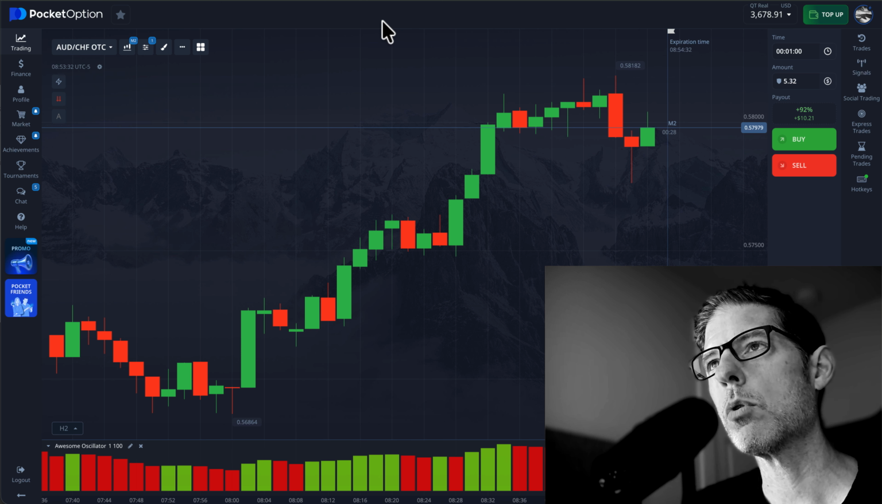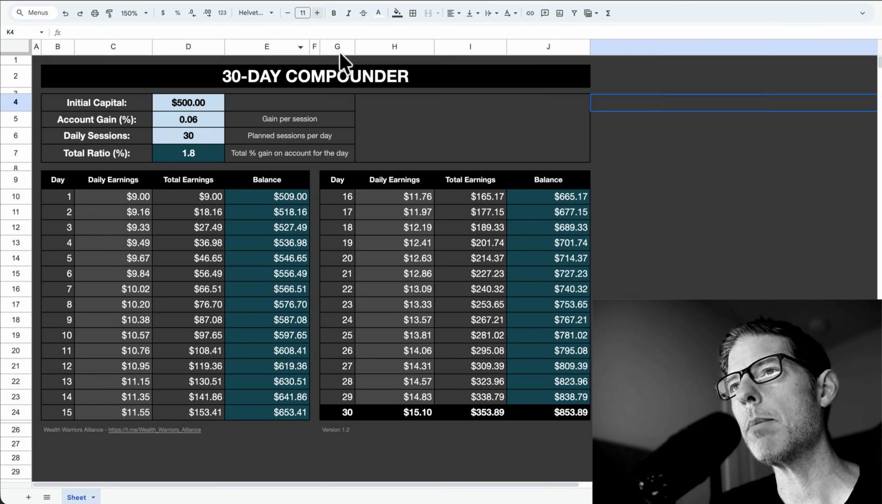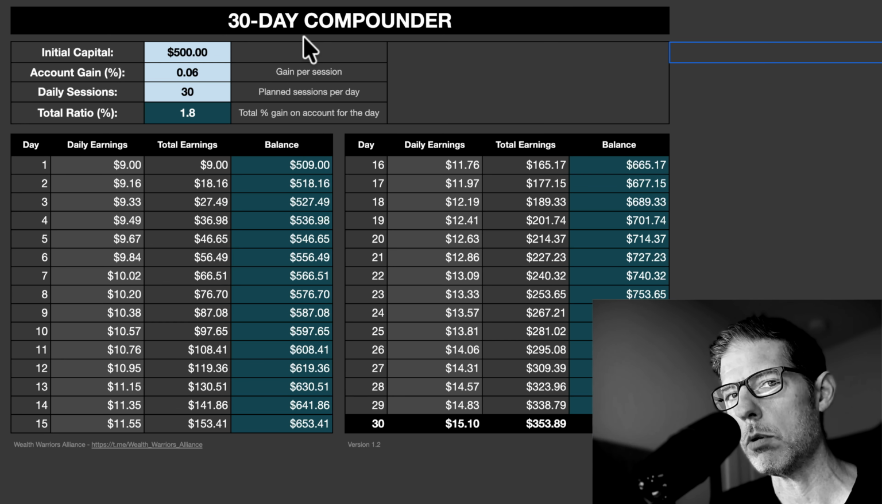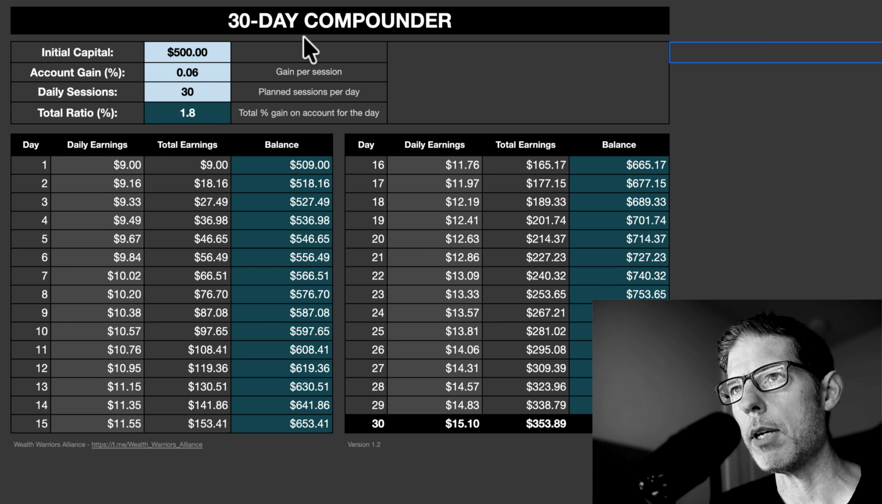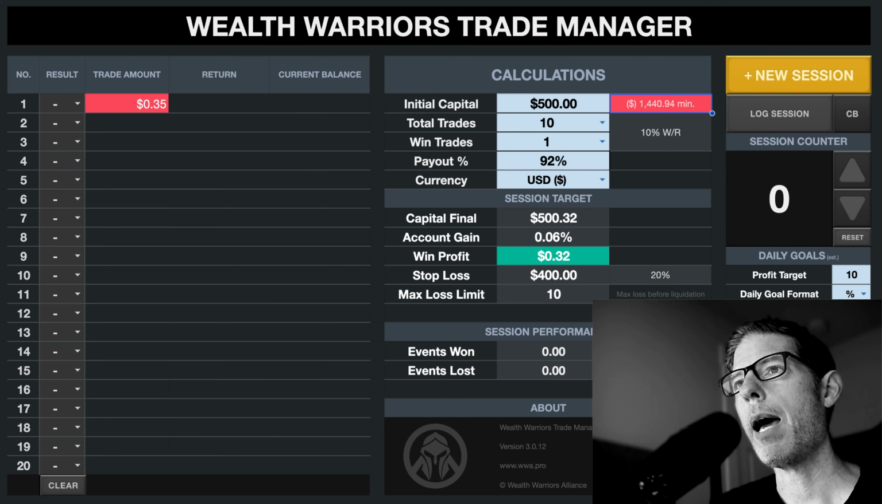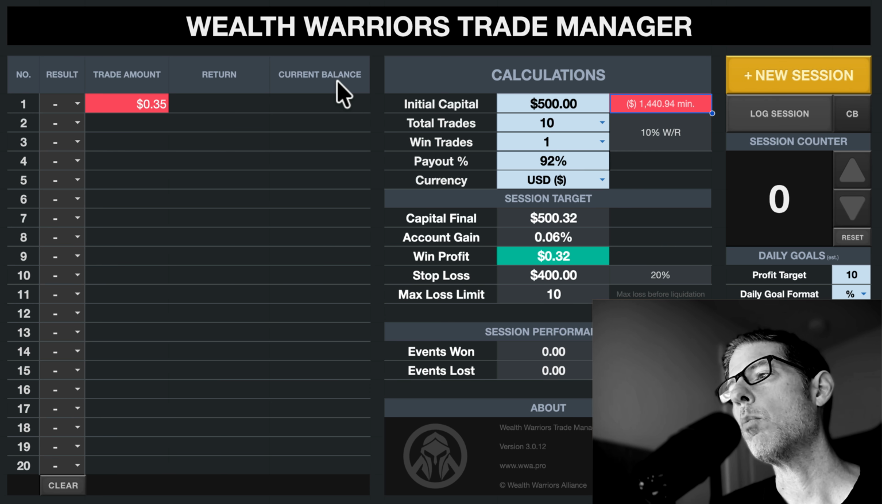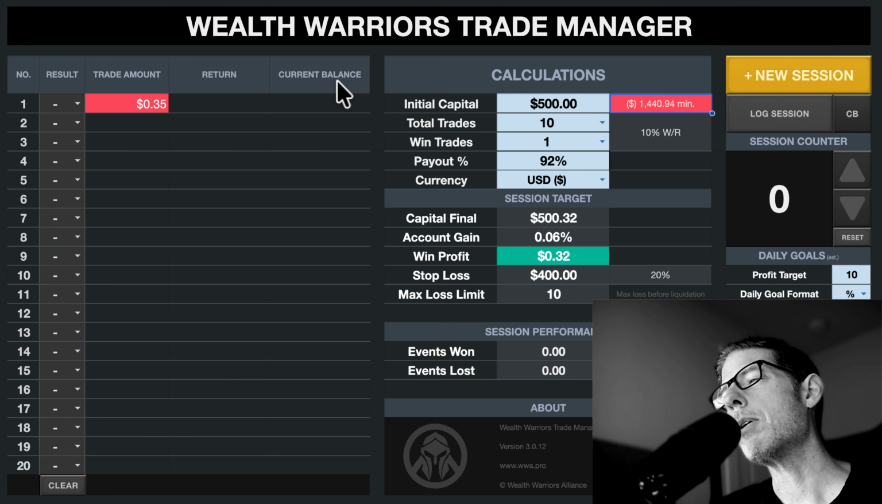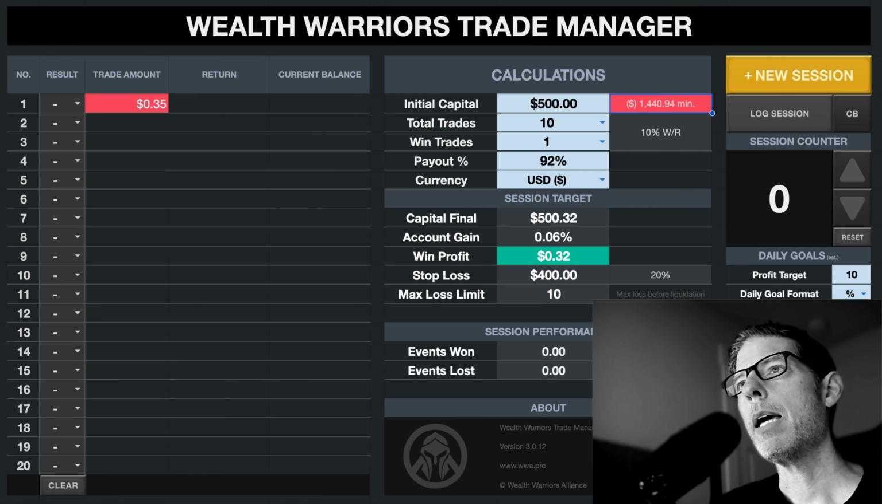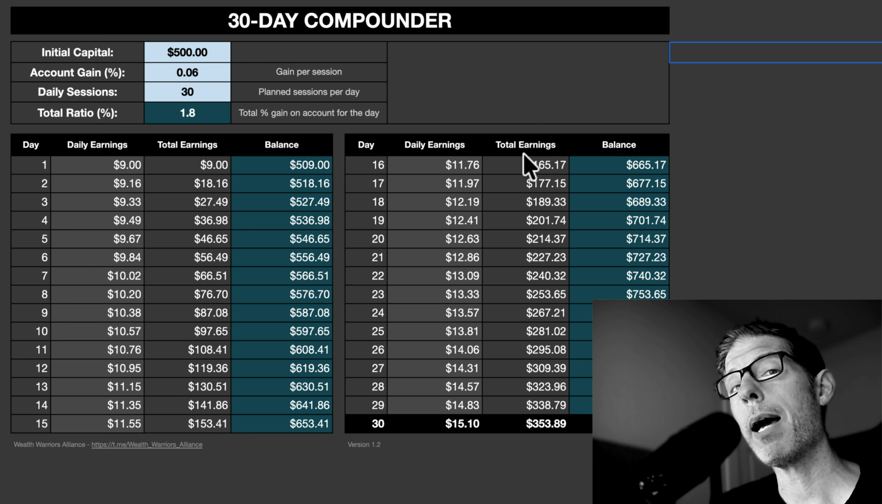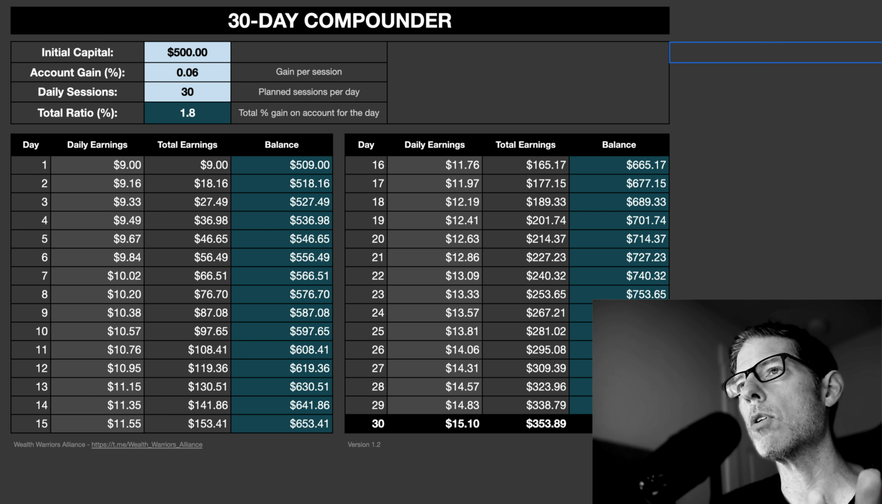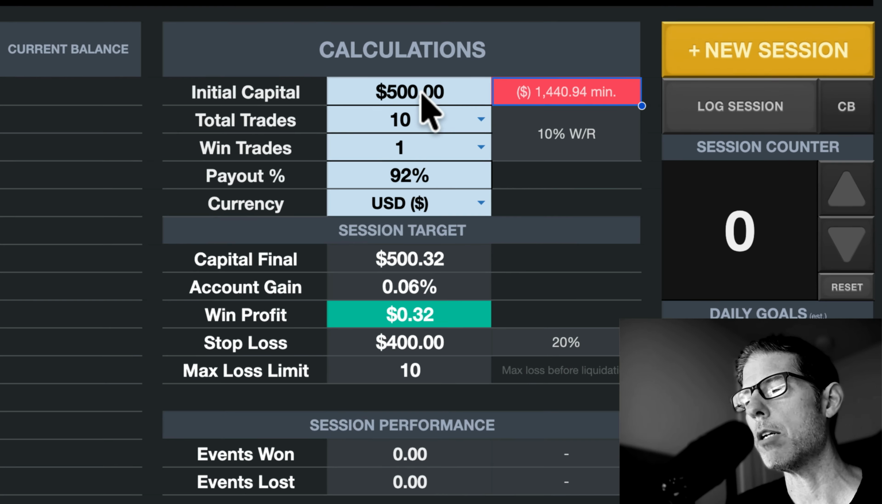Now there's a couple tools that we're going to be using. We're going to be using the 30-day compounder tool, which is available inside of the VIP group. And we also have the Wealth Warriors Trade Manager. These two tools will help us to determine how long and how much cash we need, what's the percentage we need to make per day, and how long it's going to take to compound those results. So what we're going to do first is start over on the Trade Manager.